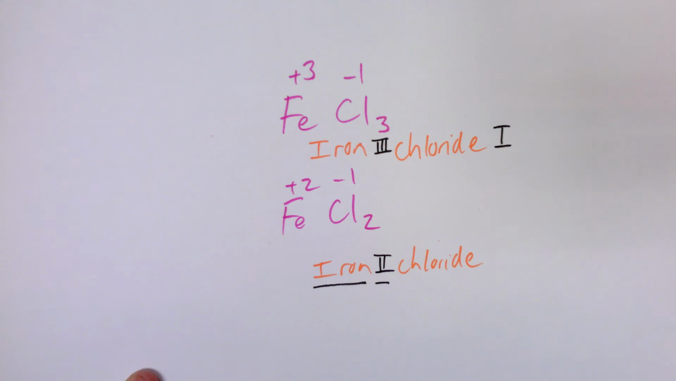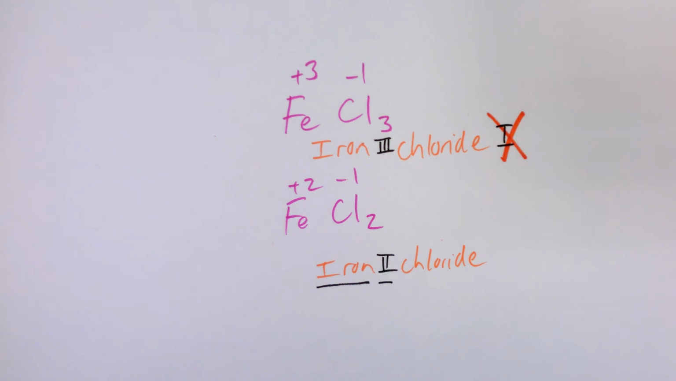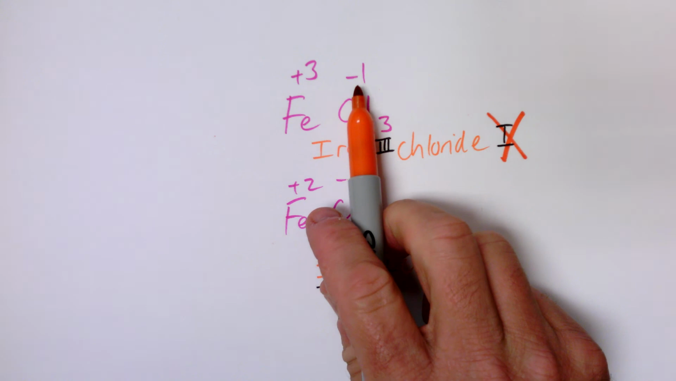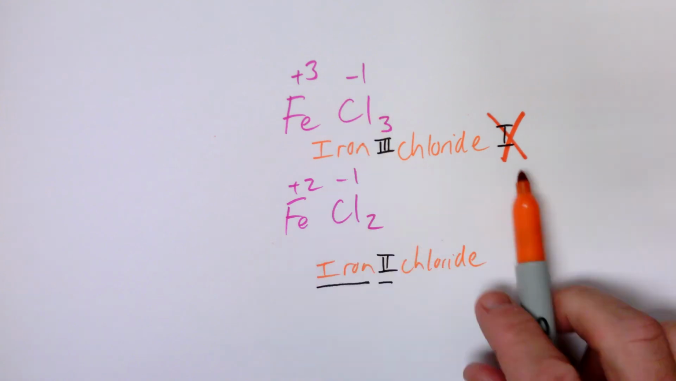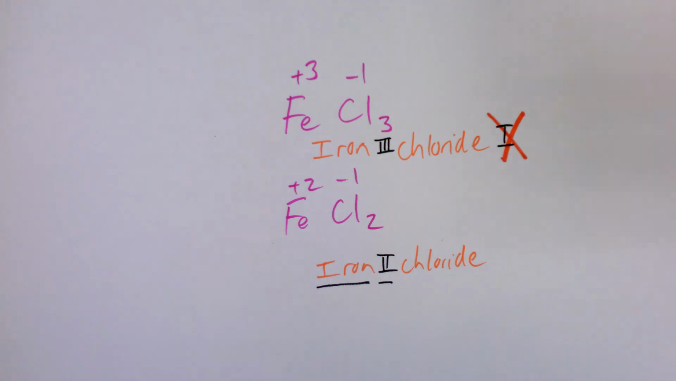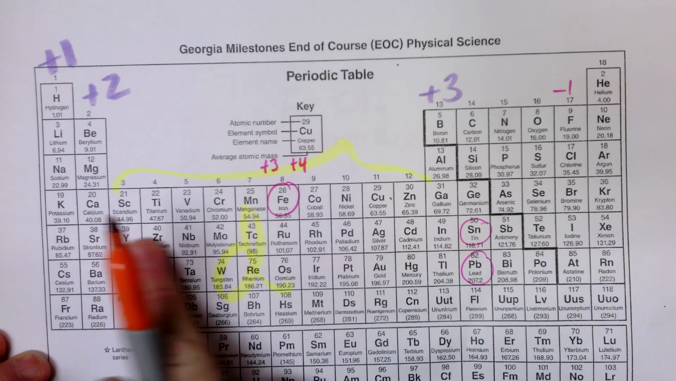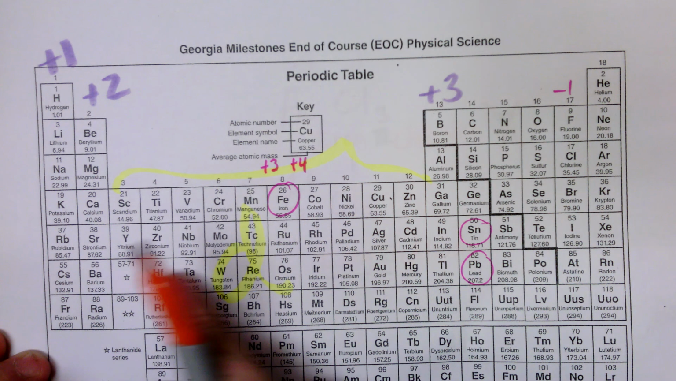We don't need to do this. That is wrong. You would never ever say iron 3 chloride 1 because chlorine is always a 1. It doesn't change. It doesn't vary. So therefore, you don't ever need a Roman numeral with chlorine. What elements need these Roman numerals? For the most part, they're ones here in the middle of the periodic table. Now, they're D block.